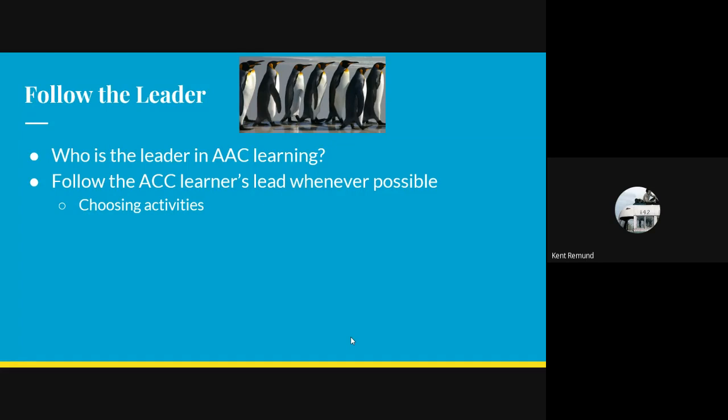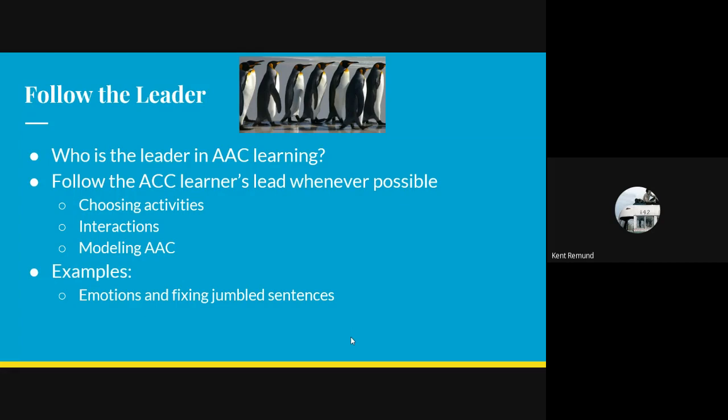So we can follow their lead when we're choosing what activities to do. We can't always do this, of course, but when we can, that's awesome. We can follow their lead in interactions that we have. When we're modeling AAC, and I'll explain this a little more, we can follow their lead. So, some examples of following the leader. This is an example from Kate, fixing jumbled sentences and talking about emotions.